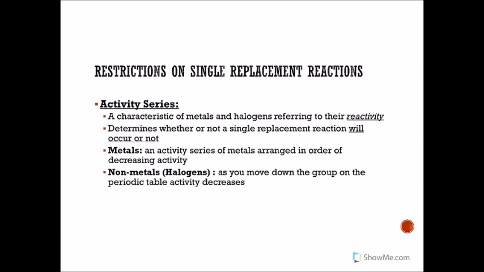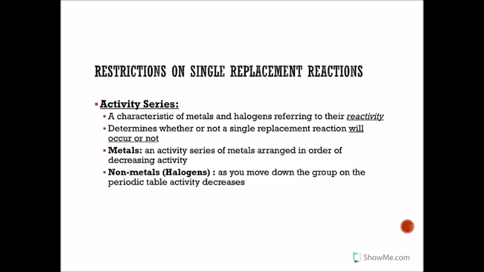There are some restrictions on the replacements of reactions. We need to look at our activity series, which is a chart that tells us how reactive our metals are. And it determines whether or not a single replacement reaction will occur or not. For our metals, we need to look at the activity series chart of metals arranged in order of decreasing activity.